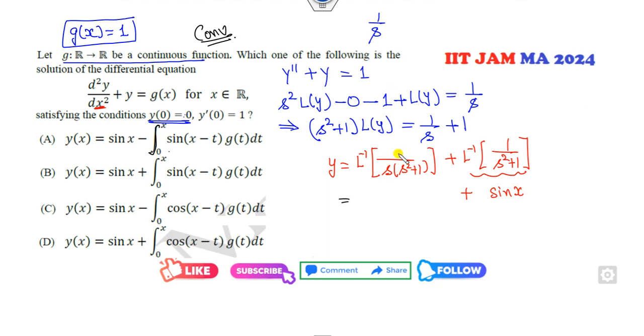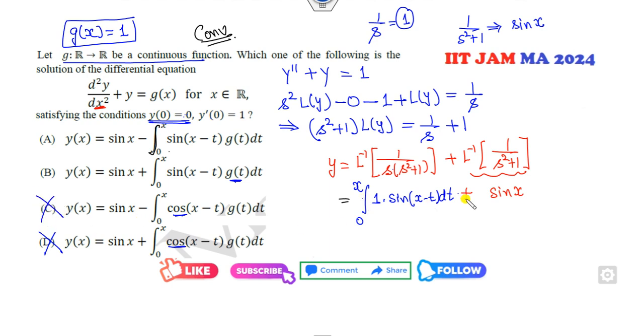So what is the convolution of this? You have to find the inverse Laplace of 1 by s and the inverse Laplace of 1 by s square plus 1. So this is my 1. Fine. This will be my sine of x. So this integration will be 0 to x, 1 into sine of x minus t dt. Now 1 I can write as g. So it is a cos, the cos will cancel out. Now you can see both are positive, but the first part said negative. So this option is cancelled. B is the right answer.